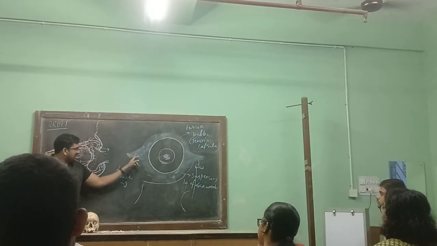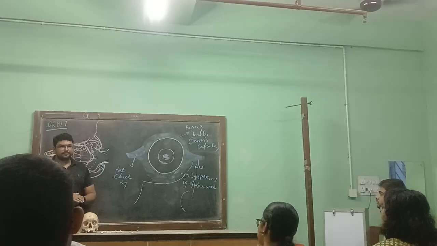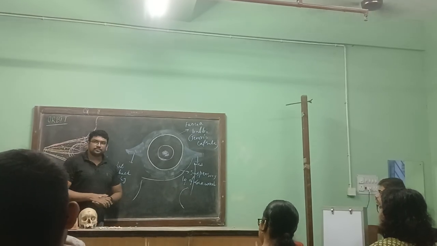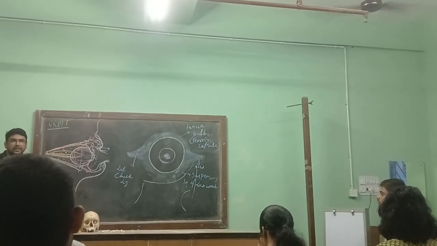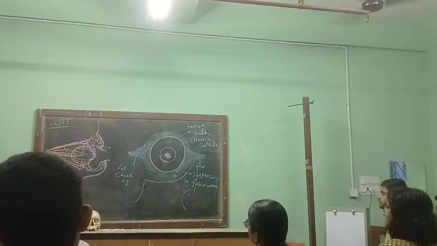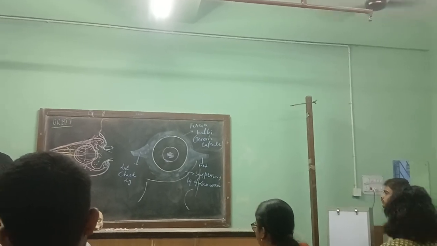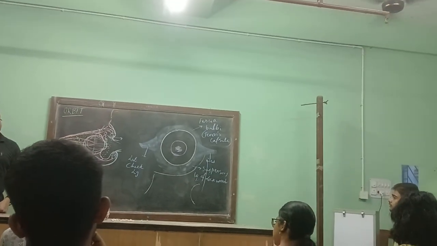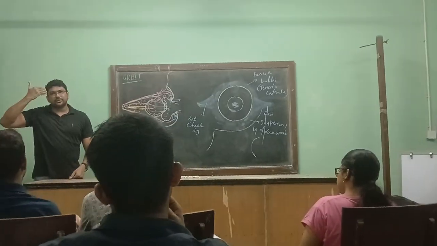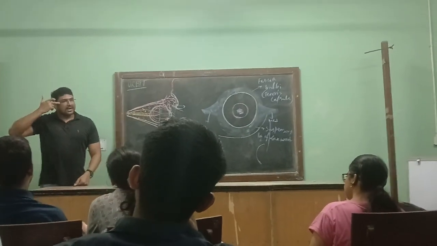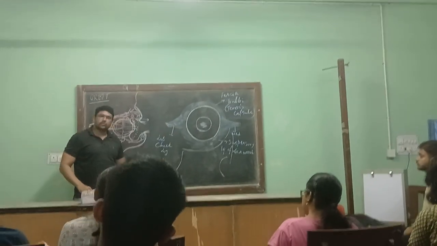So where will this lateral check ligament be attached over here? You must be knowing. Zygomatic. So there is a tubercle called Whitnall's tubercle. Where is it present? On the zygomatic bone towards the lateral wall. It's not the lateral wall of the orbit; it is the zygomatic bone. So to Whitnall's tubercle, this lateral check ligament will be attached over here.